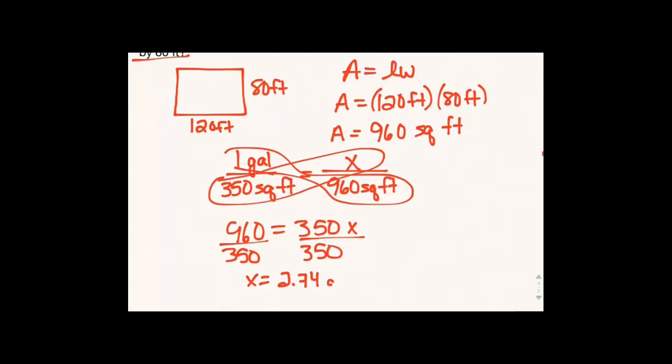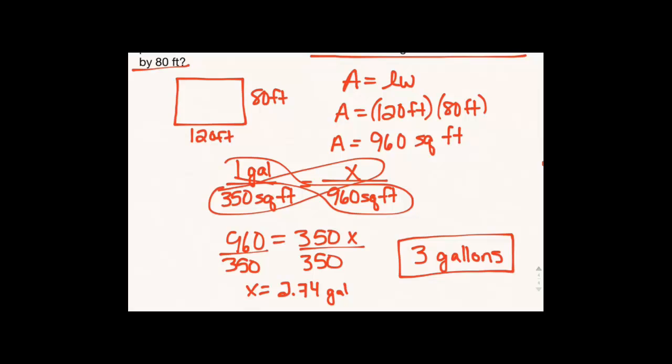Now we know that we can't buy part of a gallon of paint, so that means we will need 3 gallons of paint, because we always round up when it comes to things like paint or fertilizer or whatever, because we can't buy a partial bag, and if we buy less, then we don't have enough. So that gives us 3 gallons of paint that we need to paint the side of the building. Okay, on to the next one.